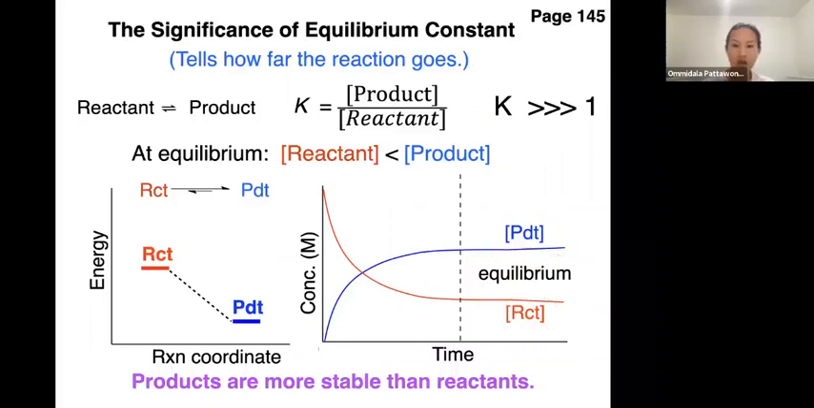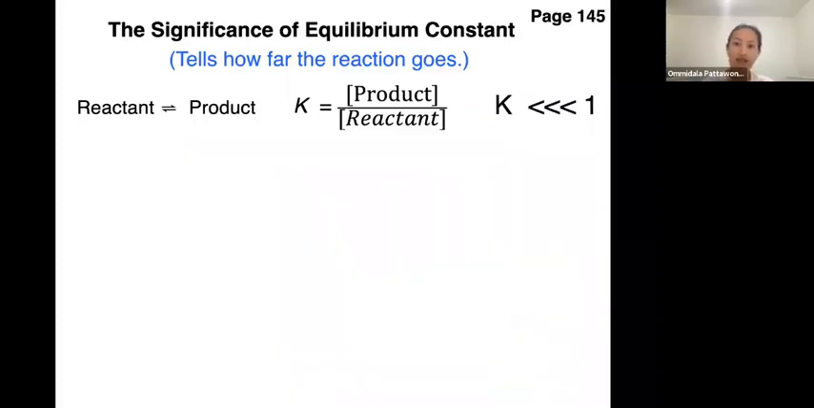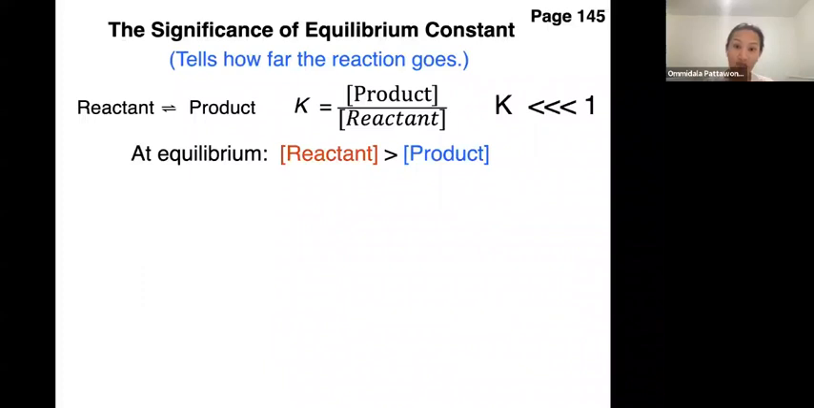Okay, then if you're looking at the second scenario where the value of K is a lot less than 1, for example like 0.00 something, so the K value is very small. A small K value indicates that at this equilibrium point, you are going to observe more of the reactant than the product. It means that this reaction doesn't proceed far toward the product. So that's why you have more reactant left in the flask, right?